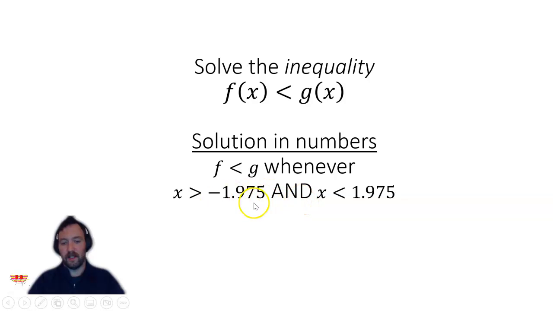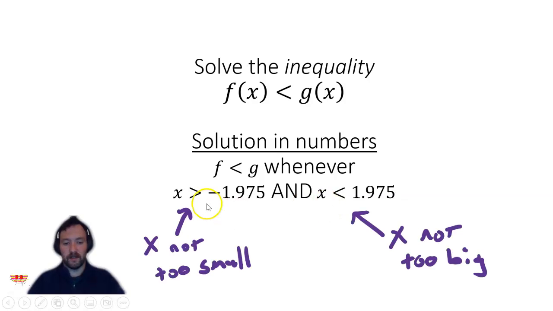In other words, all x values that are in between. Remember, negative 1.975 is the x value of the left intersection point, and 1.975 is the x value of the right one. So as long as we're bigger than the one on the left and smaller than the one on the right, then we're good. The part on the left is saying x is not too small. It has to be bigger than the left intersection point. And the thing on the right is saying x has to be less than 1.975. x can't be too big. It can't be bigger than the intersection point on the right.